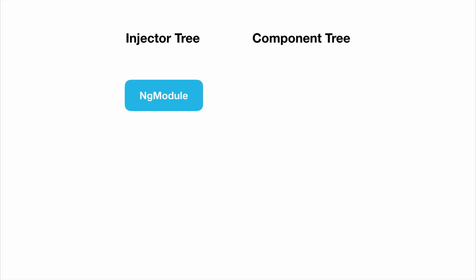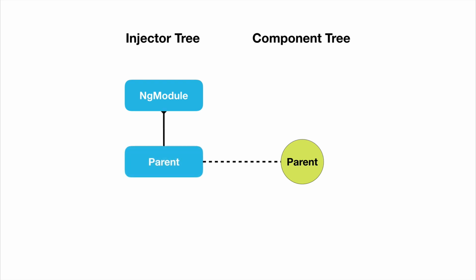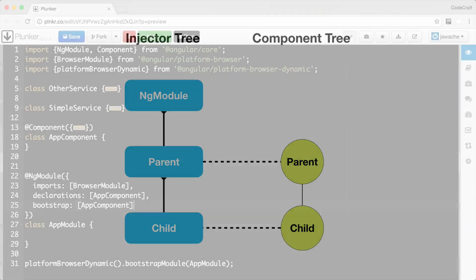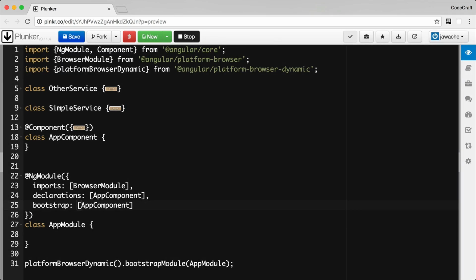So imagine we have a parent component. We will then also have a child injector stemming from ng module linked to this parent component. And if our parent component had a child component, that child component would then have a child injector stemming from the parent injector. That's the injector tree, and that's how it's linked to the component tree. So now let's start having a look at how we can configure injectors in Angular.